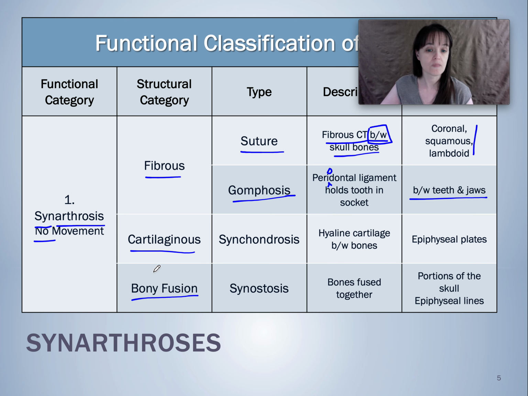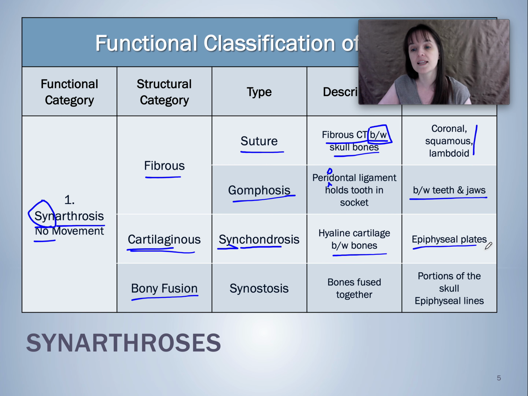So for cartilaginous, just like here we had synarthrosis, here we have synchondrosis. And what does chondro mean? Cartilage. So synarthrosis, no movement. Synchondrosis, a cartilaginous joint with no movement. This is where you have hyaline cartilage between the bones, like the epiphyseal plates, and also the costal cartilages are synchondrotic. They show no movement between the rib.